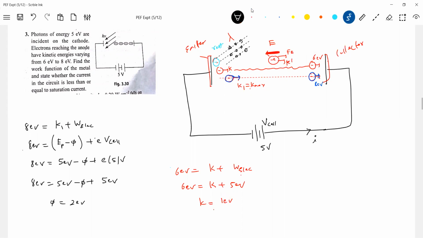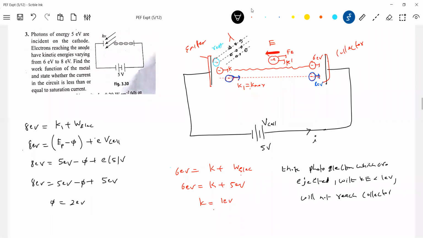Those electrons, those photoelectrons which are ejected with kinetic energy less than 1 electron volt will not reach the collector. Now, are all the ejected photoelectrons reaching the collector? The answer is no. So therefore, is it current saturation? No. The current flowing is less than the saturation current.